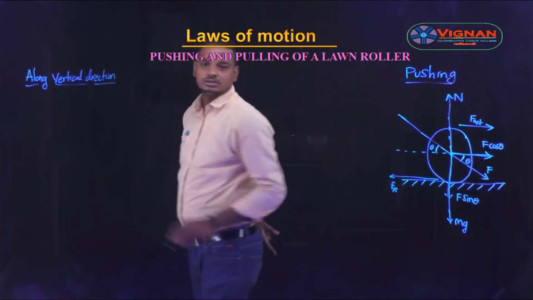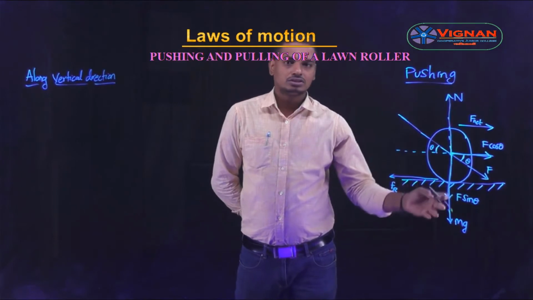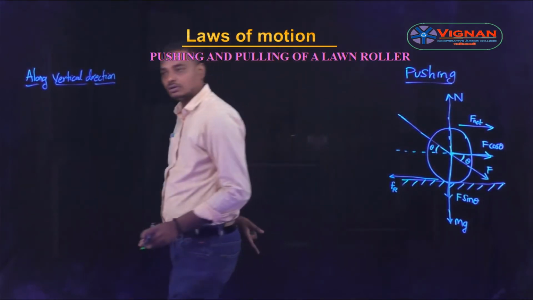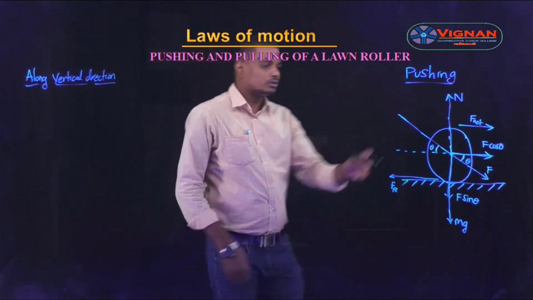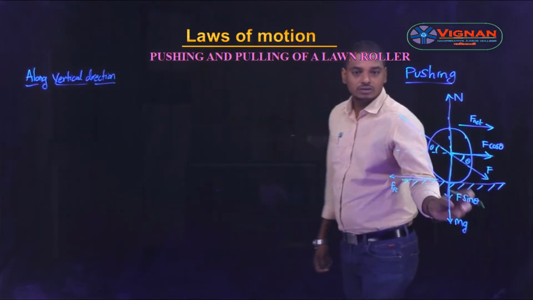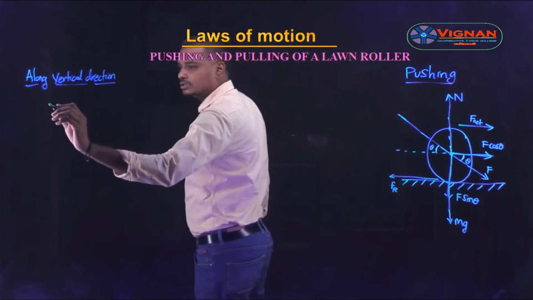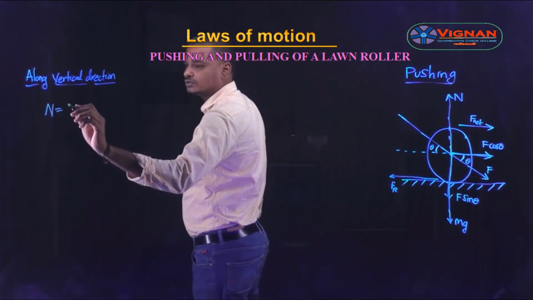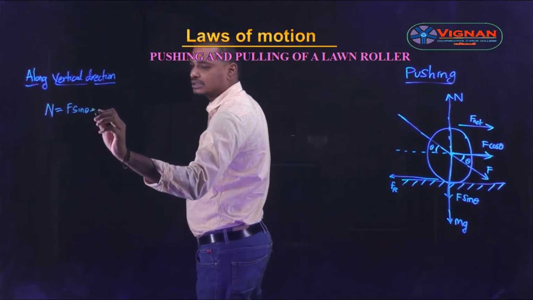Okay, see, along the vertical direction there is no motion. So there is no net resultant force acting on the body. So total upward forces is equal to the total downward forces. So the equation will be: this normal reaction N is equal to total downward force. So from this, N is equal to total downward forces, which is nothing but F sin theta plus mg.